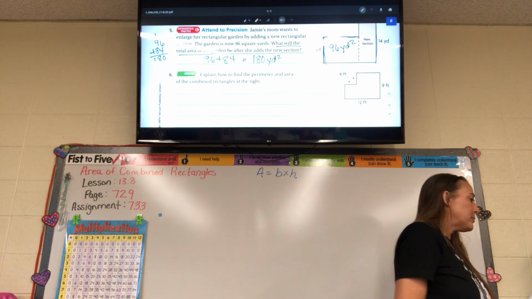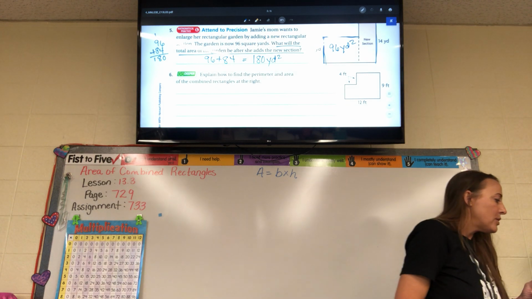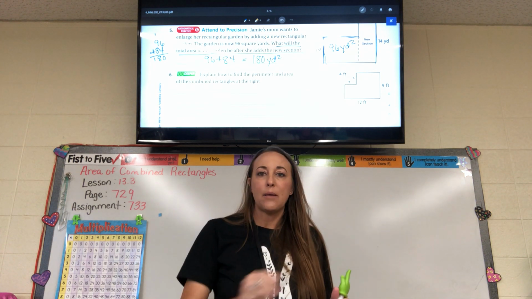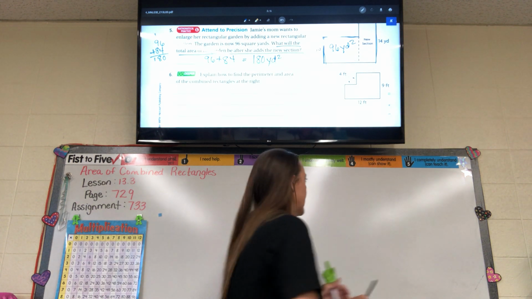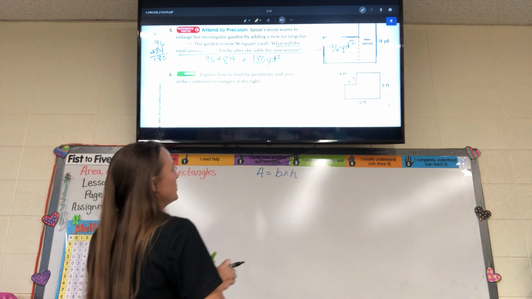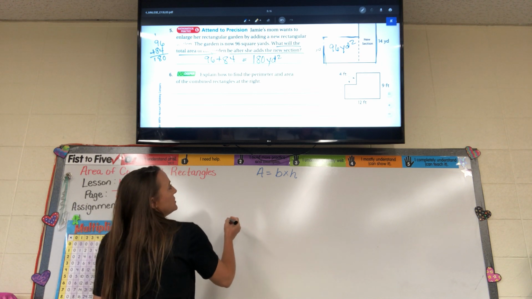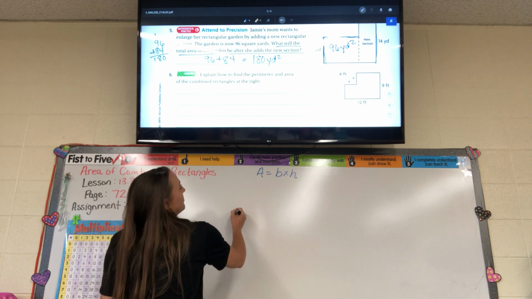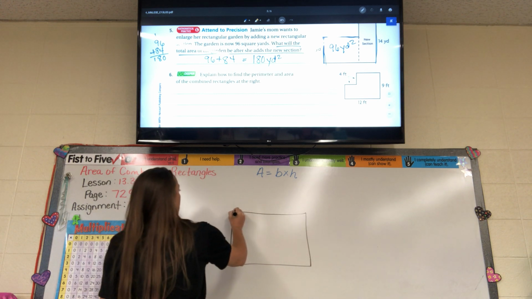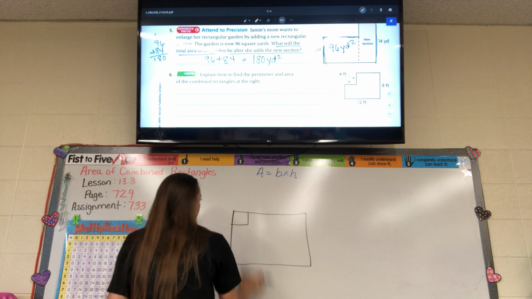Explain how to find the perimeter and the area of the combined rectangles to the right. So the perimeter, of course, we find by adding up all of the sides. I'm going to quickly draw this figure on the board so you guys can see it well. So it's going to be a great big rectangle, and then I'm going to take out a chunk of it. Okay, and then I'm going to take out a chunk like this.